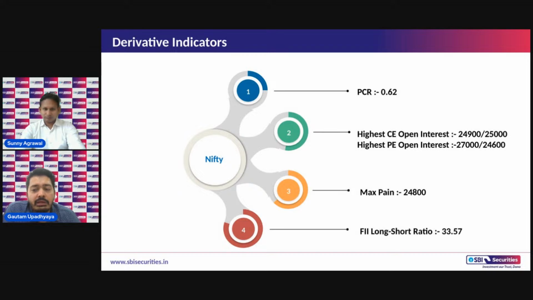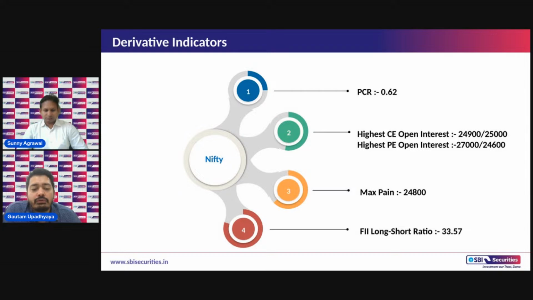तो पहला इंडिकेटर जो है, that is PCR, known as Put Call Ratio. तो ये पुट कॉल रेशियो जो है, you have to analyze it from a sellers' perspective. मतलब कितने पुट ऑप्शन सेलर्स हैं in comparison to the call option sellers. So when this figure is below 1, it indicates that there are more call option sellers in the market compared to put option sellers.